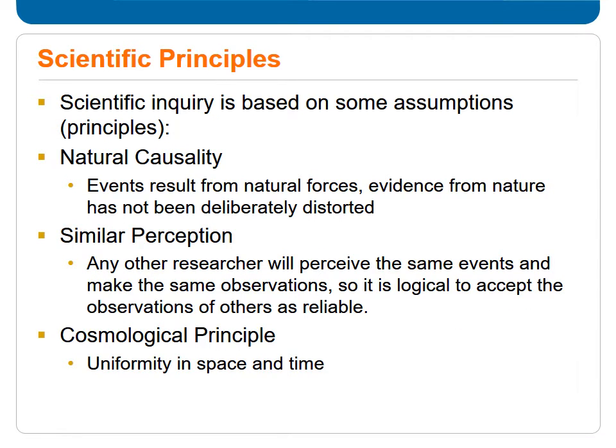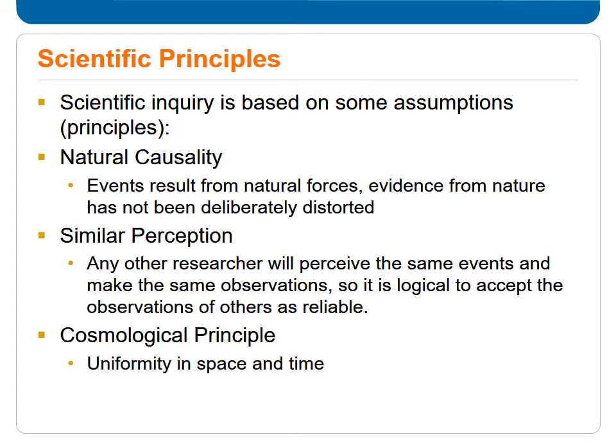While math has its axioms, science has its scientific principles. These are assumptions that science takes to be self-evident. The first is the principle of natural causality. Events result from natural forces, and evidence from nature has not been deliberately distorted.